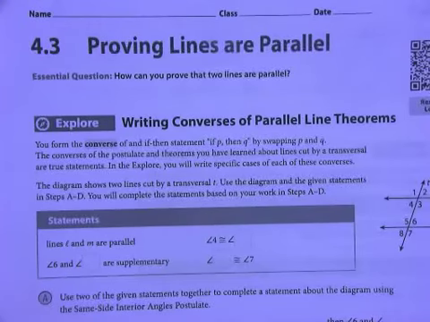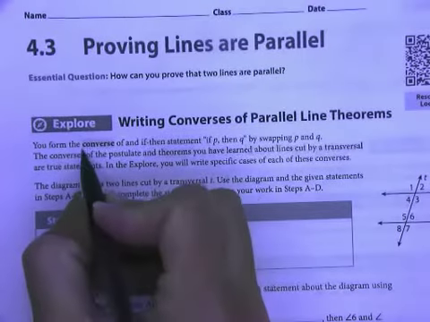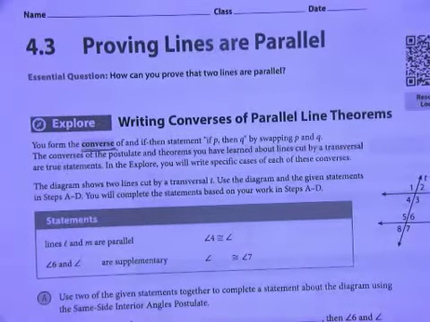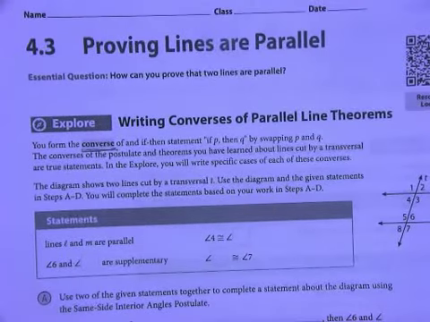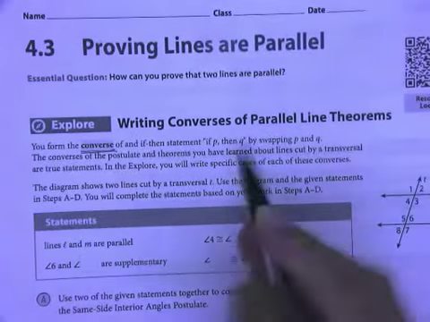In the last video, we used parallel lines to talk about angle relationships. And in this lesson, we're taking that idea and flipping it on its head. Before we do that, a little bit of vocabulary that needs to be covered. The converse of an if-then statement is found by switching the P and Q.